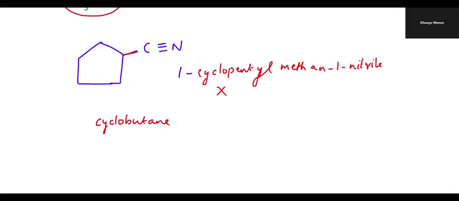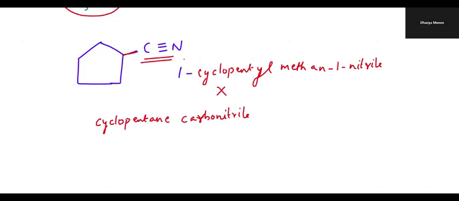Oh, sorry, this is cyclopentane. Cyclo, because I have 5 carbons, right? So we write cyclopentane carbonitrile. Why? Because the carbon atom of the functional group is directly attached to the ring. Okay, I hope this is clear. So this is a special case.